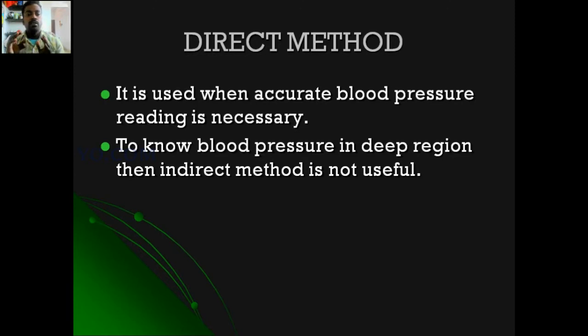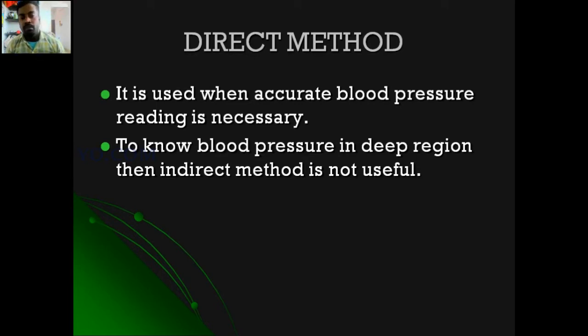The direct method is used when an accurate blood pressure reading is necessary. In some cases, accurate blood pressure is very important to analyze the performance of the heart. To know the blood pressure in deep regions, the indirect method is not possible. For a normal human, we place the cuff over the arm. But if you want to measure blood pressure in some area in the leg or any other organ, the indirect method is not possible, so we use the direct method.